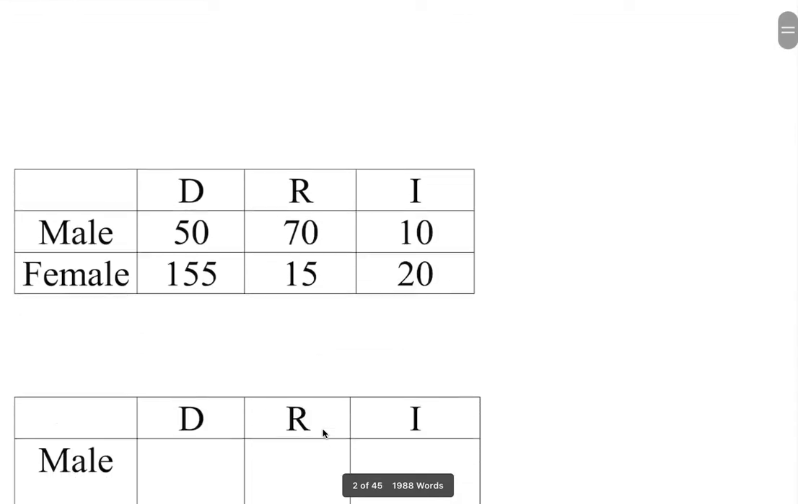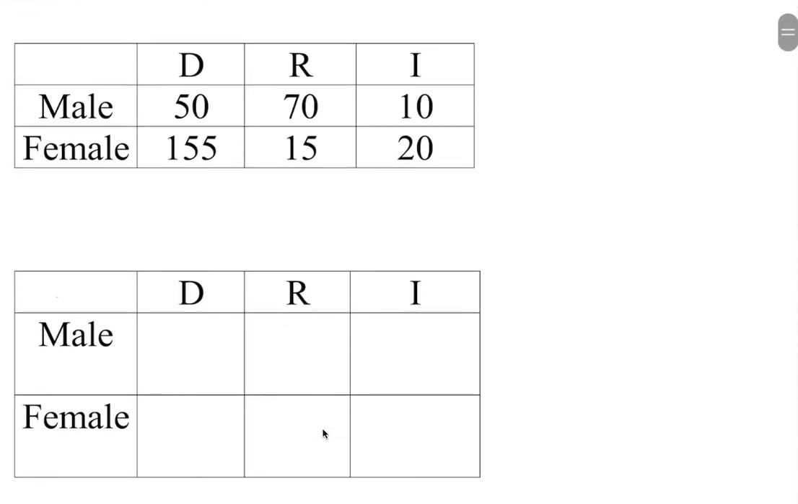Okay, so I have one here. This one is given as male versus female. Again, same thing, Democrat, Republican. I have added independent here because we have so many independents in this year's election. So I'm assuming this is a very small sample size. Male, 50 of them voted for Democrat and 70 voted for Republican, and 10 voted for independent. Female, 155 voted for Democrat, 15 voted for Republican, and 20 voted for independent.